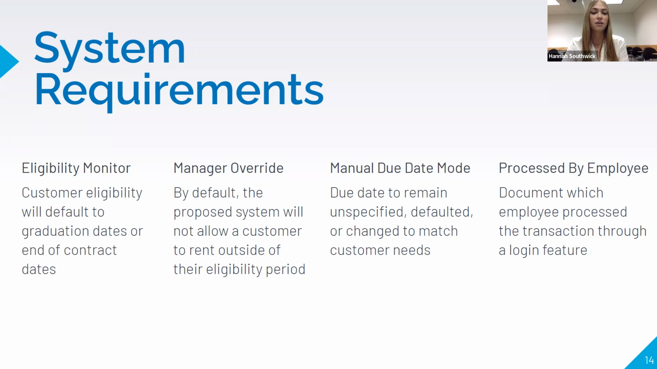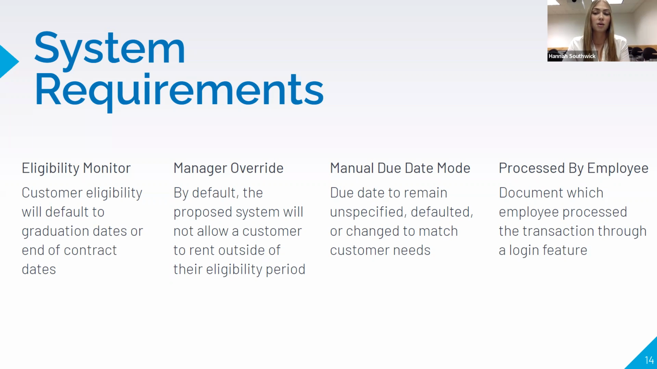We also have a requirement for a manual due date mode, which will remain unspecified or defaulted, but it can be changed to match customer needs. For example, if a student knows that they only need to rent out a computer for 2 months, then they can set the return date to 2 months from their transaction date. This can also happen for adjunct faculty who just need it for a semester and other situations like that.